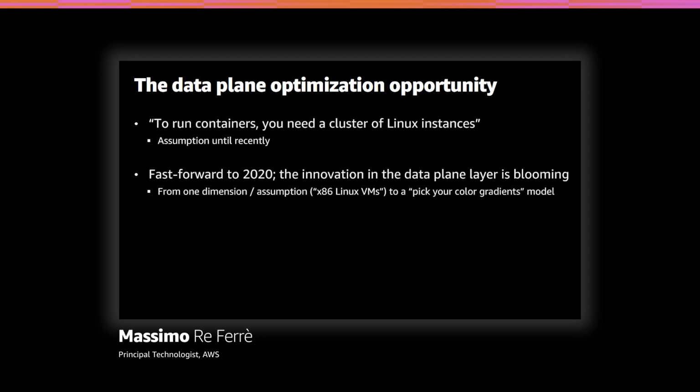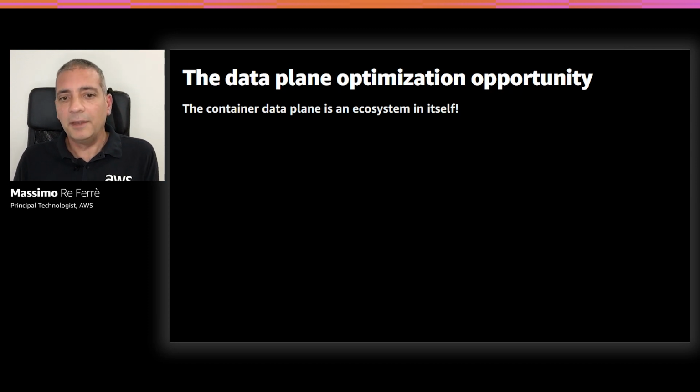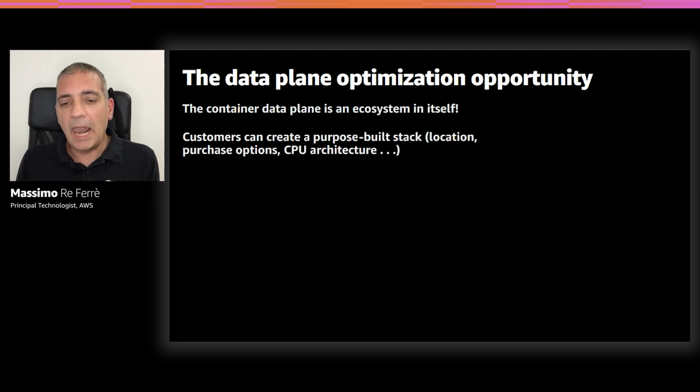So there is no longer one dimension, one assumption that you need a cluster of x86 Linux VMs where you need to run containers, but there are a number of different dimensions that we will try to cover for the remainder of this presentation. I like to say that the container data plane is becoming an ecosystem in itself. There are so many options available. And some of these dimensions allow you to create the stack that you need to solve your particular business problem.